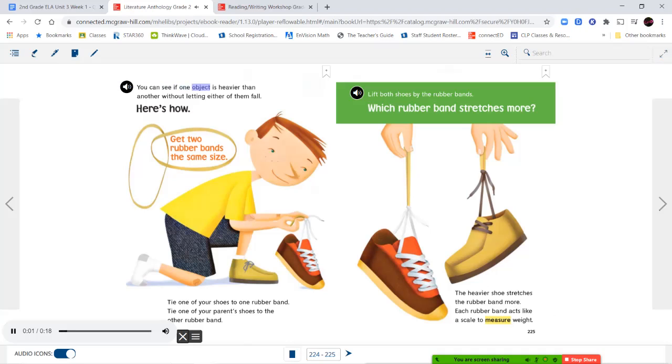You can see if one object is heavier than another without letting either of them fall. Here's how. Get 2 rubber bands the same size. Tie one of your shoes to one rubber band. Tie one of your parents' shoes to the other rubber band. Lift both shoes by the rubber bands. Which rubber band stretches more? The heavier shoe stretches the rubber band more. Each rubber band acts like a scale to measure weight.